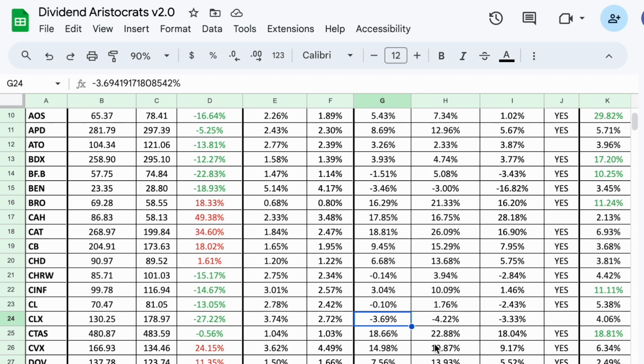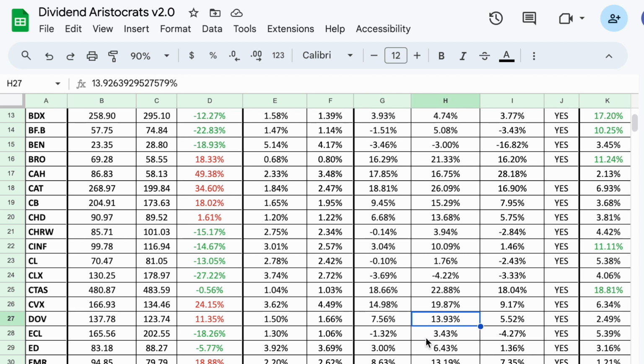Cintas passes the test, with a return of 22.88% while undervalued, compared to 18.66% overall. Chevron passes the test, with a return of 19.87% while undervalued, compared to 14.98% overall. Dover Corporation passes the test, with a return of 13.93% while undervalued, compared to 7.56% overall. Ecolab passes the test, with a return of 3.43% while undervalued, compared to minus 1.32% overall. Consolidated Edison passes the test, with a return of 6.43% while undervalued, compared to 3% overall.